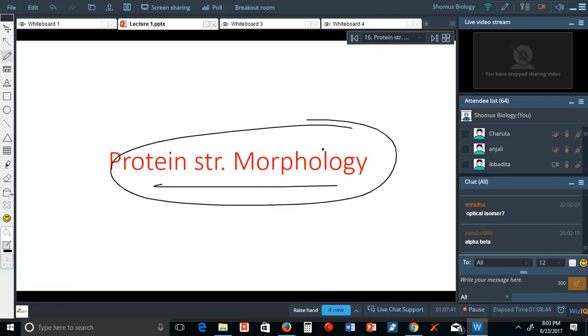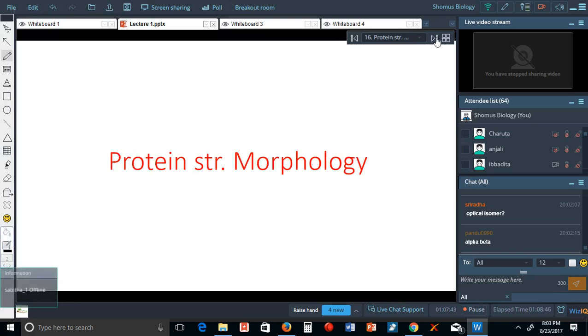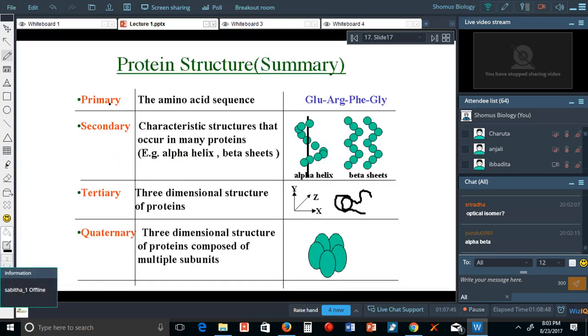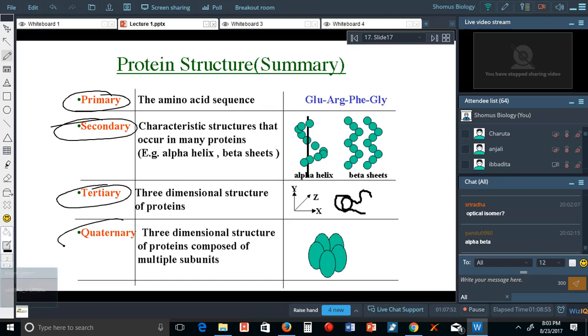Now let's talk a little bit about protein structure morphology. In protein structure, we know the structural hierarchy starts from the primary structure, then secondary structure, tertiary structure, and quaternary structure. Primary structure is the one where all the amino acids are linked with one another with the help of peptide bonds. We know the peptide bond is formed during the elongation phase of protein synthesis, and this process is a transpeptidase reaction.